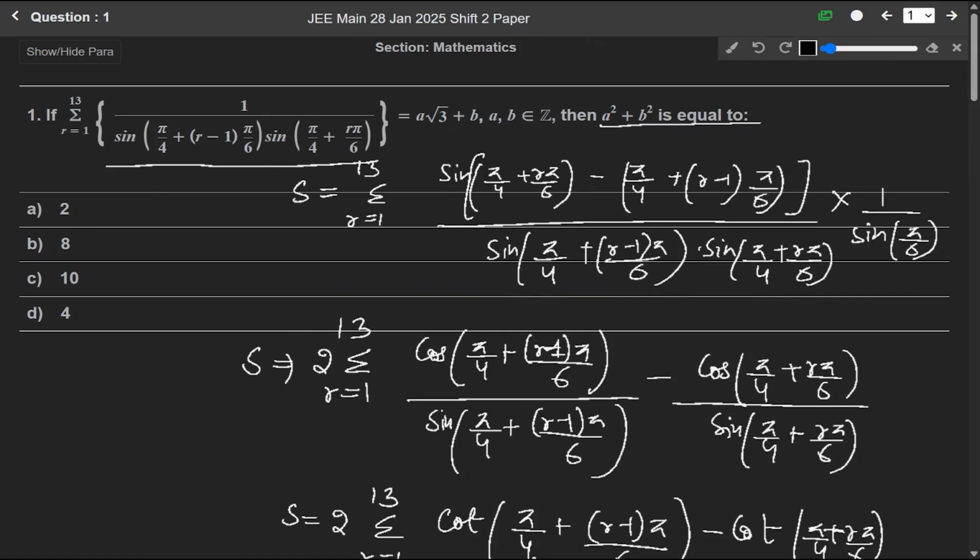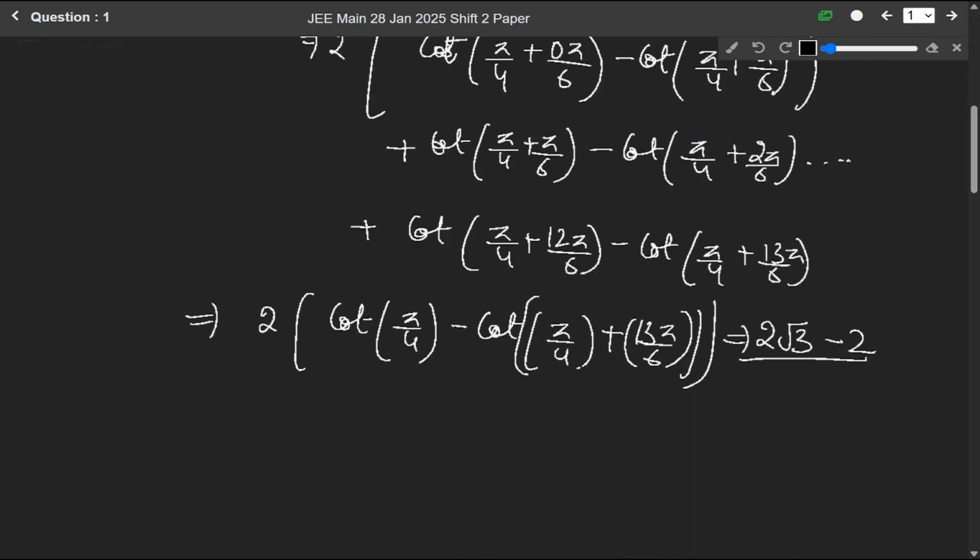So this 2 root 3 minus 2 does not match the options here, but our answer is 2 root 3 minus 2. This S will be equal to 2 root 3 minus 2.